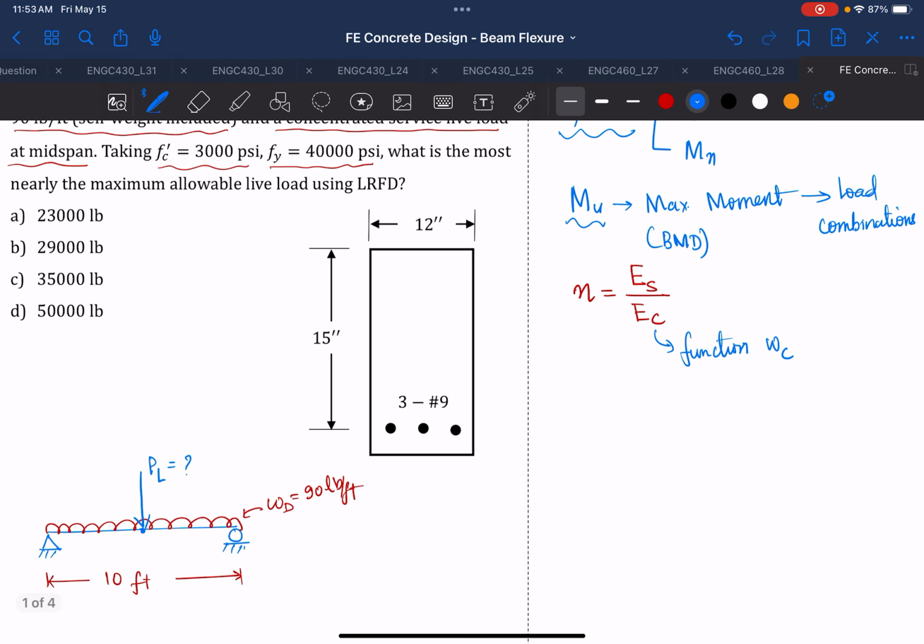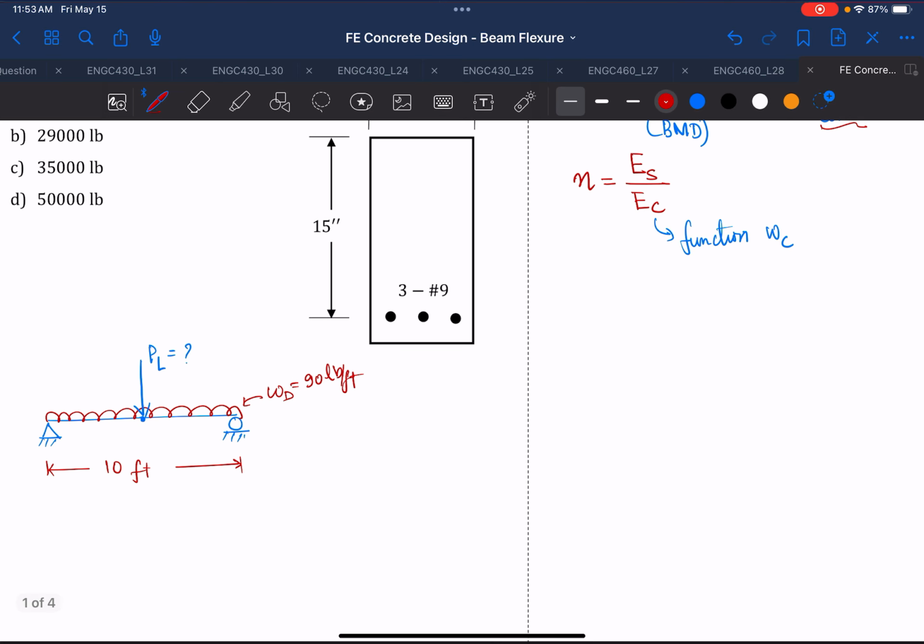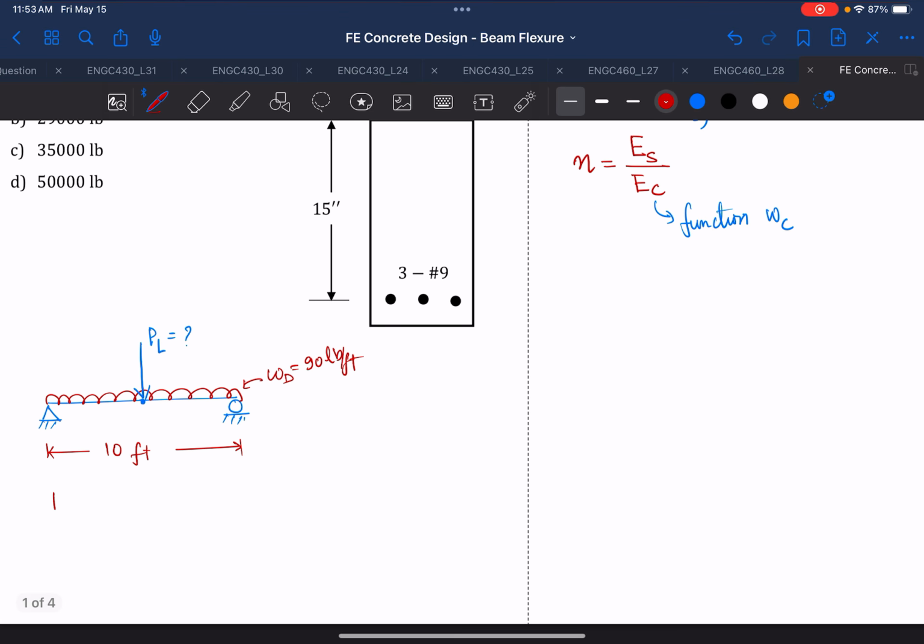Okay, so how do you approach this problem? We approach this problem because we need to know the factored moment. Remember the Mu factored moment? It's coming from your load combinations, which has to do with the types of load that act on a beam. So for this kind of problem, you will have to use this for a safe design from your concrete class.